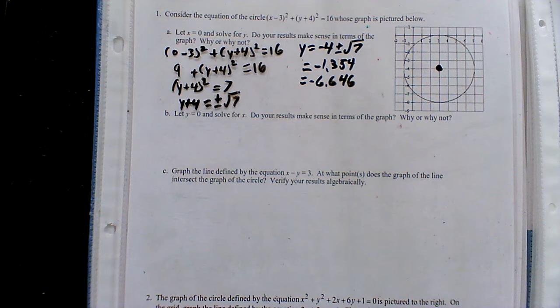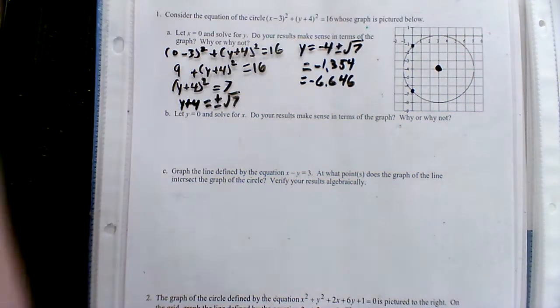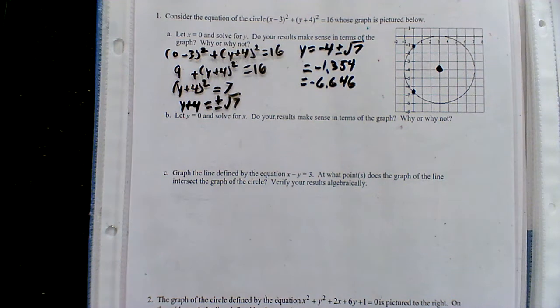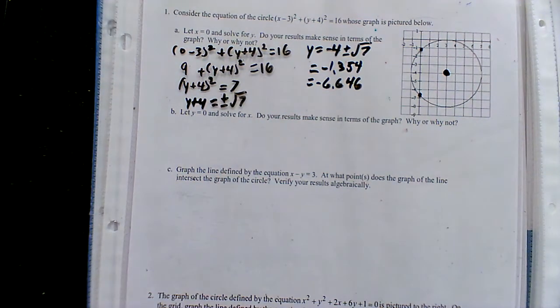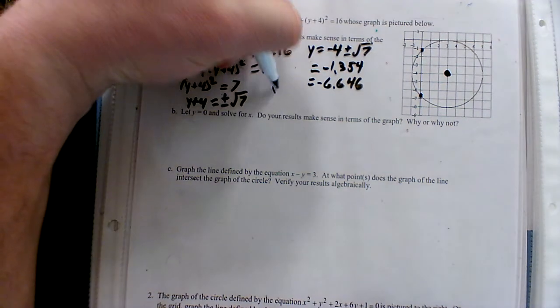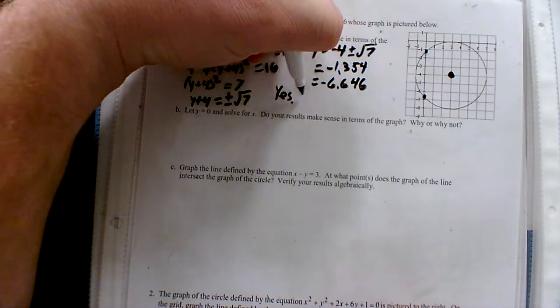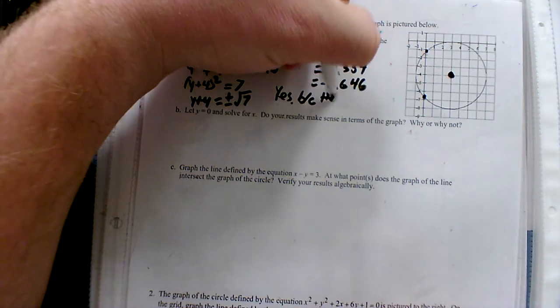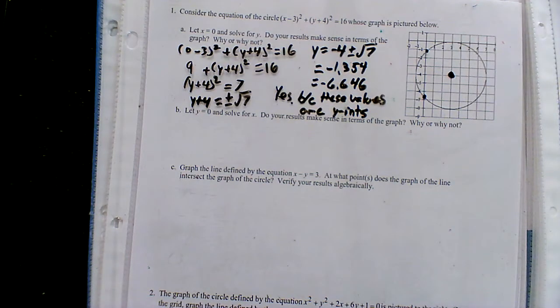It is when the graph goes over the y. Yeah, it's where the graph of the circle touches the y-axis. We found both of those points. At x equals 0, we found both y values. So does it make sense? Yes, because these values are y-intercepts.